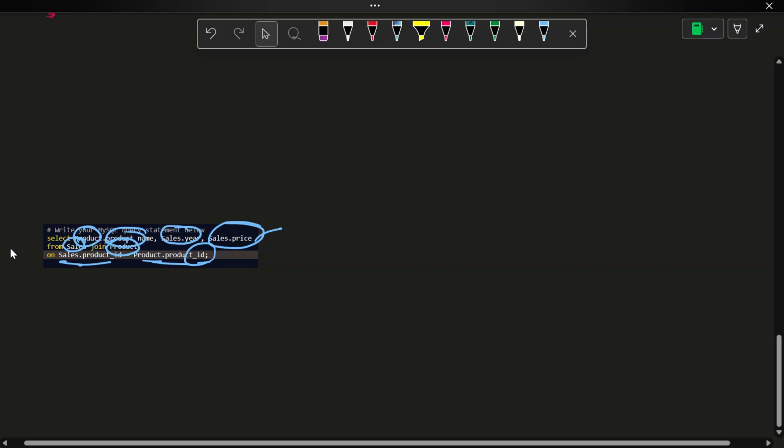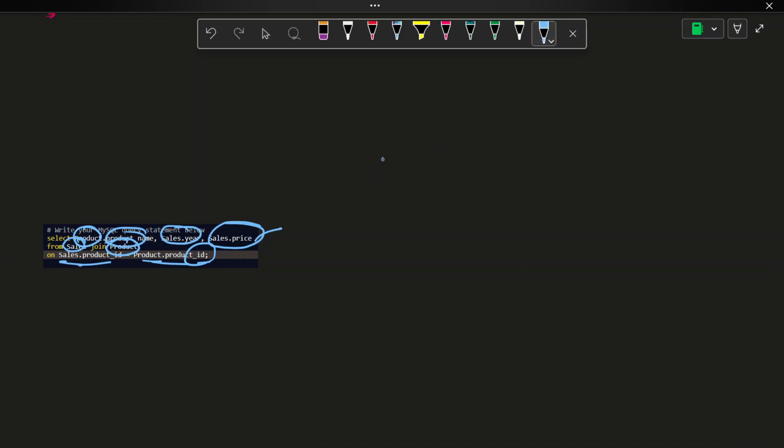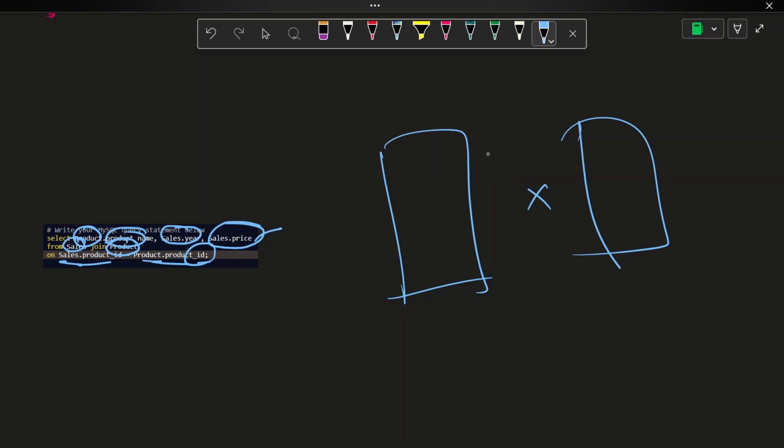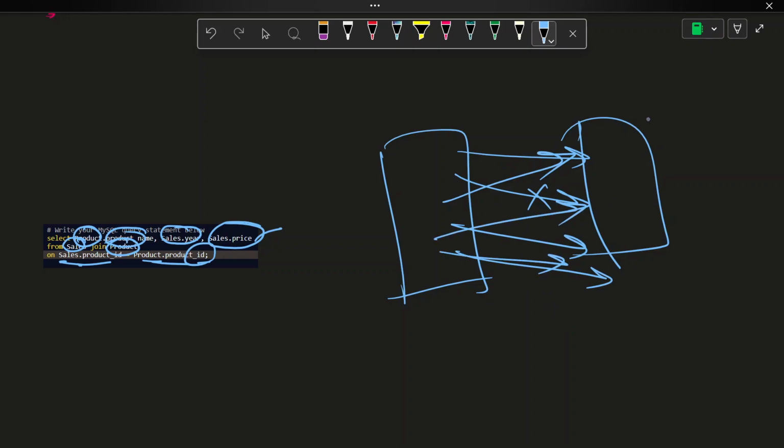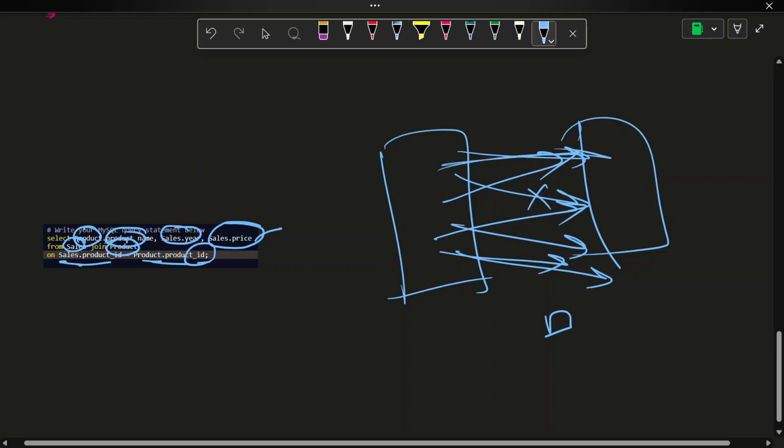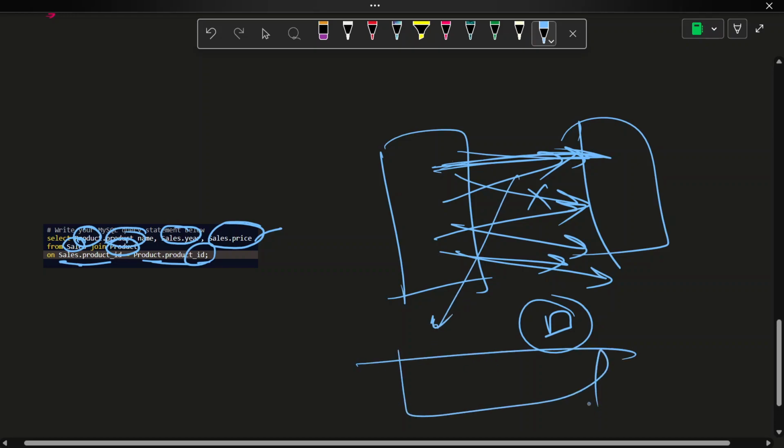How is it actually working? In this inner join, first a cross join happens, where each row is attached with all of the rows of the second table. Then on the basis of the condition, if the condition is matched, that row will be present in the result table, right? This is the inner join.